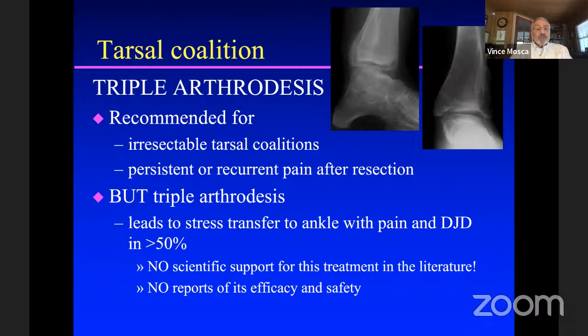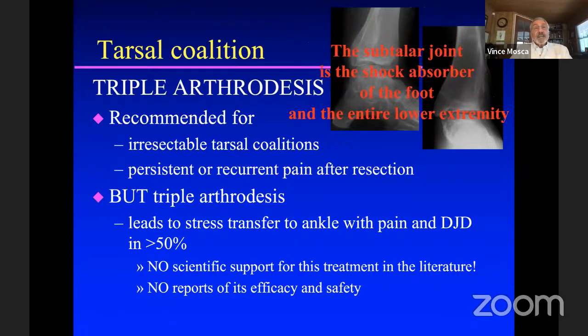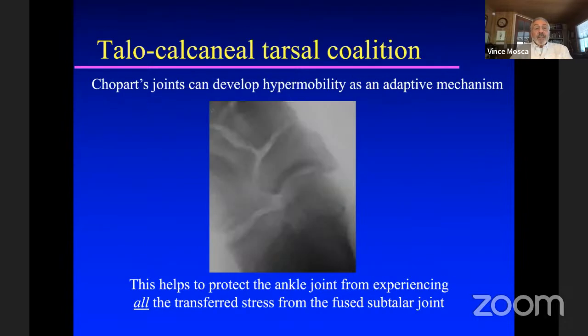And we know that triple arthrodesis leads to degenerative arthritis of the ankle joint, and it takes away the shock absorbing function of the foot. So why would we want to do that? Another reason that we would not consider triple arthrodesis is, look at this x-ray. This child has an absolutely solid subtalar talocalcaneal tarsal coalition.